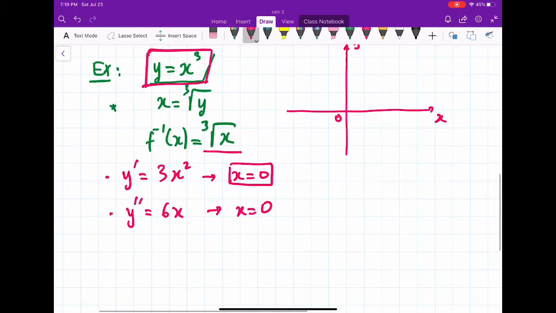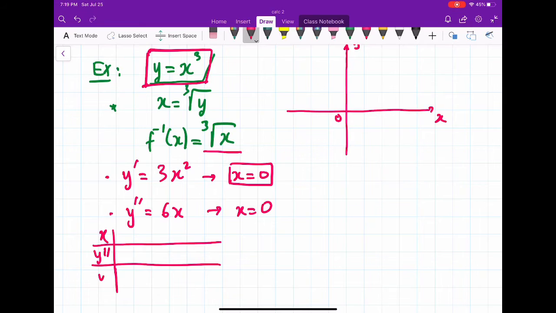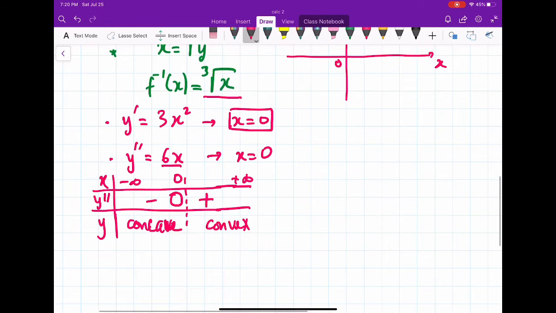And if you want to see where the function is convex or concave, you can check y double prime, and then the x-axis here: 0, negative infinity, positive infinity. At 0, the second derivative is 0. When x is bigger than 0, the second derivative is positive. When x is less than 0, the second derivative is negative. So that means here you have convex, here you have concave. Okay, and of course 0 is the inflection point. Concave means the function looks like this, convex is like this.